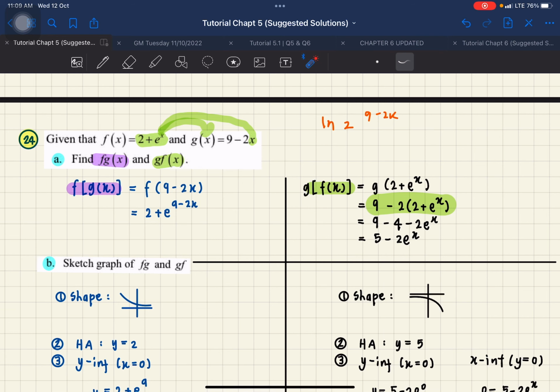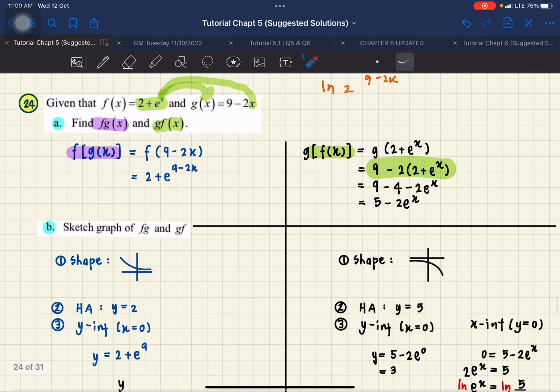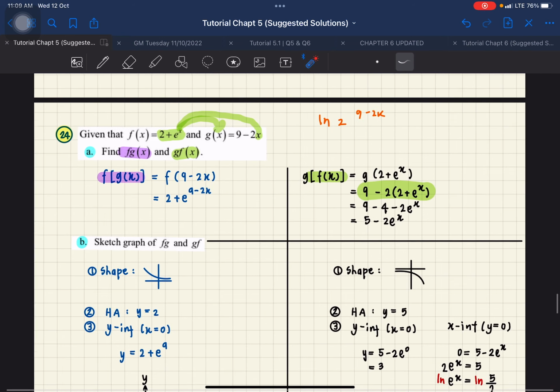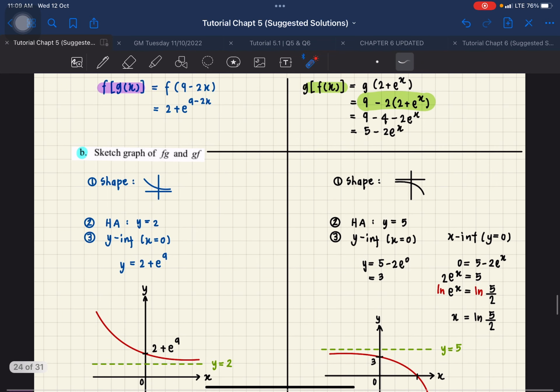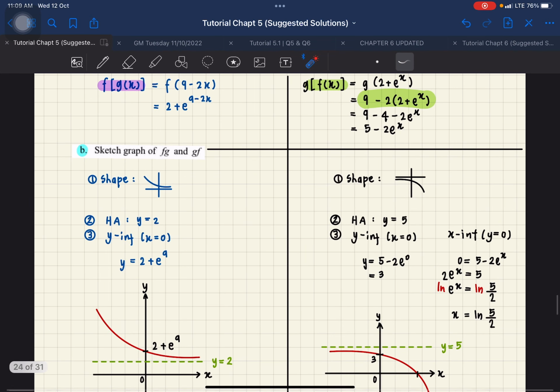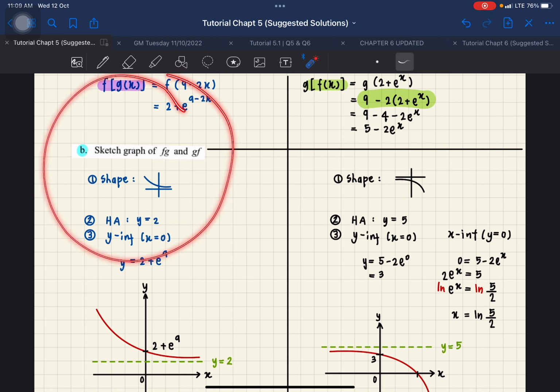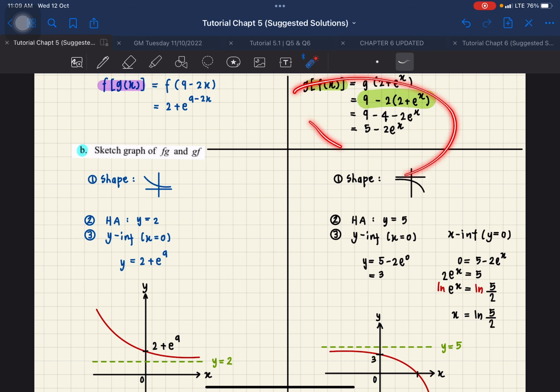Okay, settle dekat situ. Alright, so next part, dia minta kita sketch the graph of FG and GF. So that's why saya pecahkan this paper into two parts. So the first one on the left, saya buat FG. Yang belah kanan ni saya buat GF.